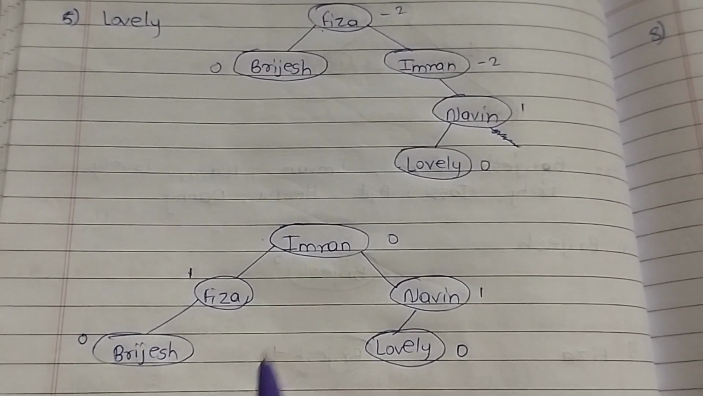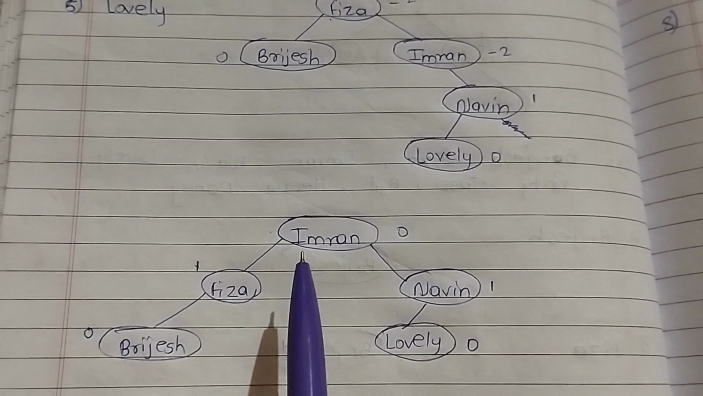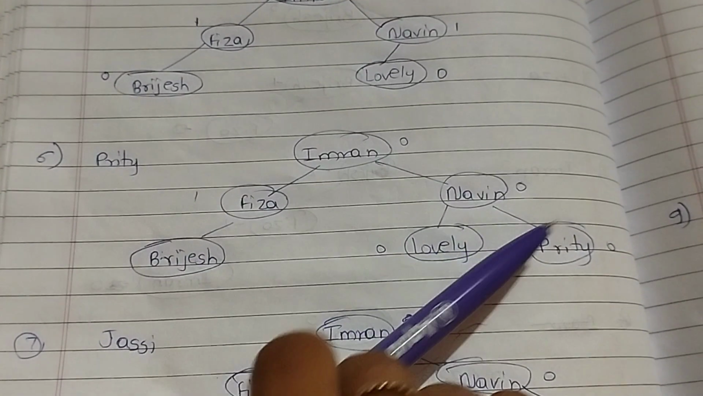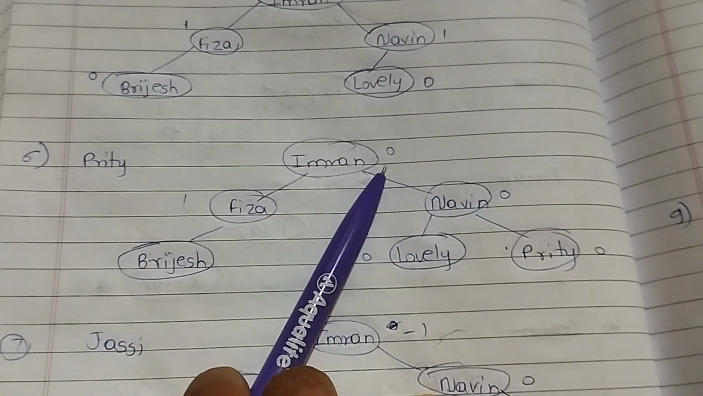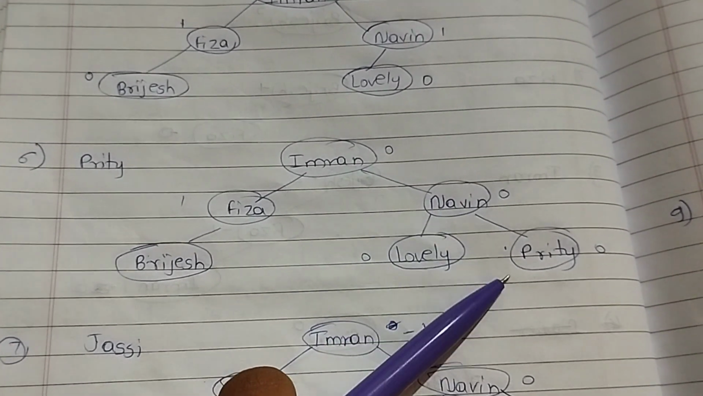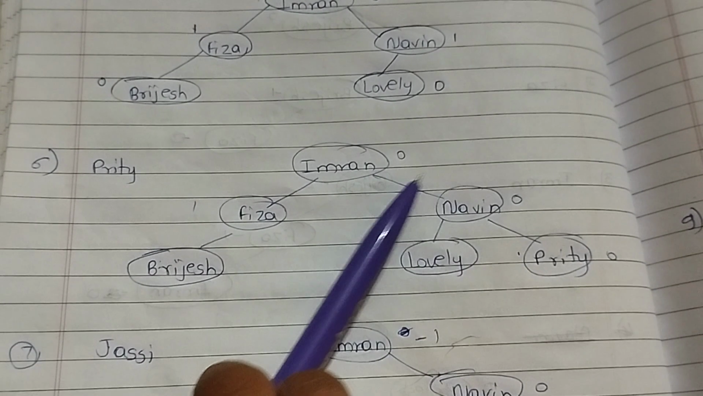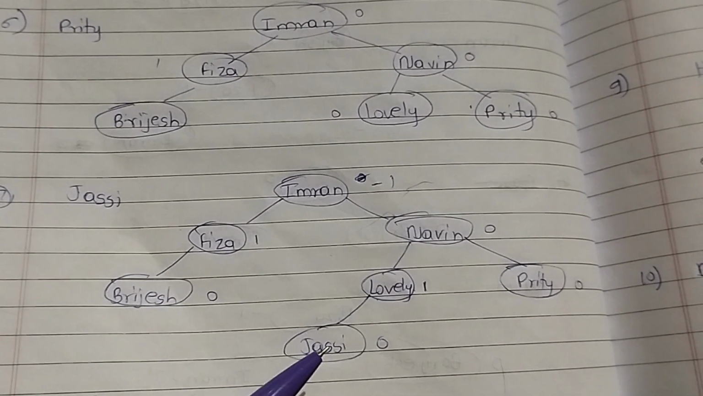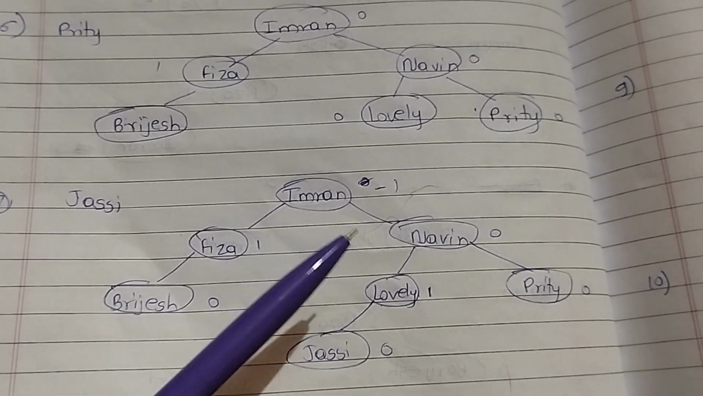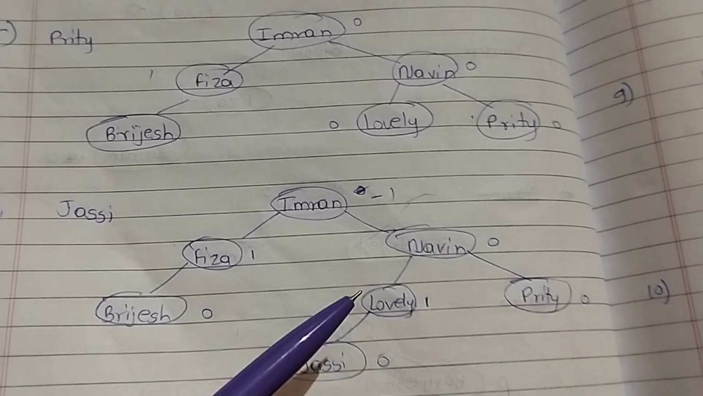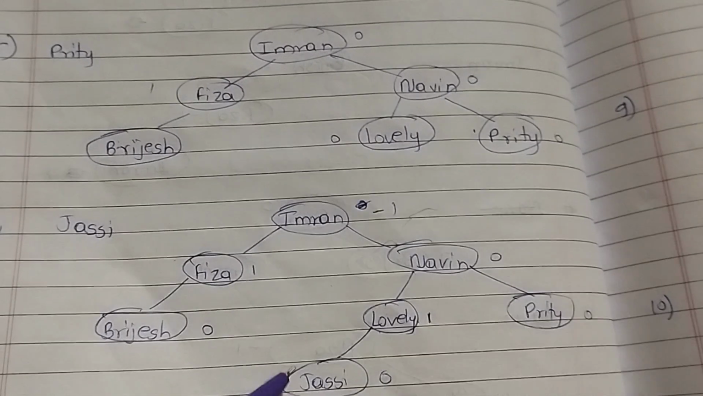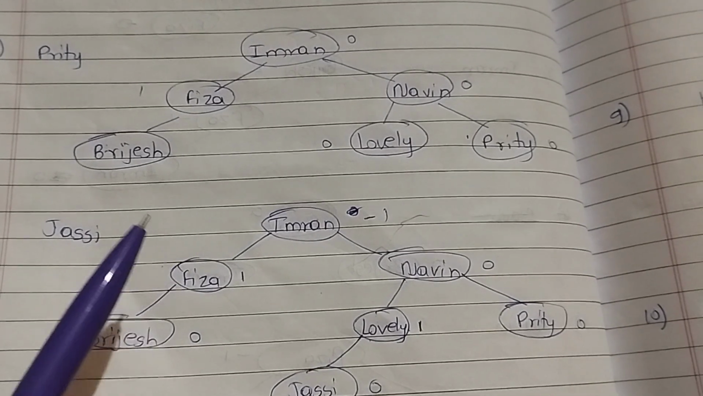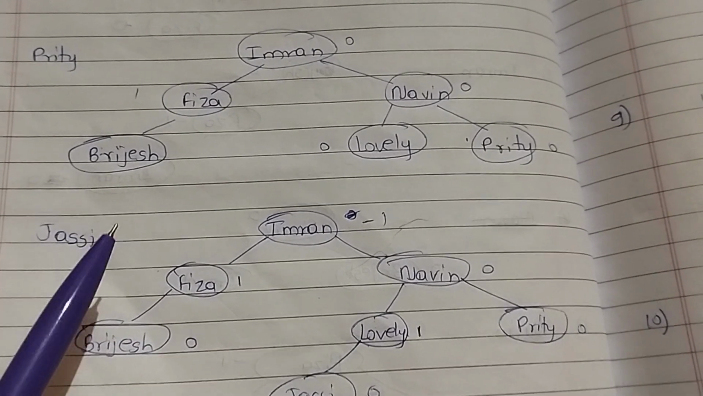The same procedure we continue for all the words of the input. Now the word Pretty comes. It is greater than I, greater than N. So this is the right child of Naveen and the tree is balanced. Now Jassi. J is greater than I but smaller than N and L, so it goes to the left side of Lovely. And again we calculate the balance factor. How do we calculate the balance factor? Height of the left child minus height of the right child.